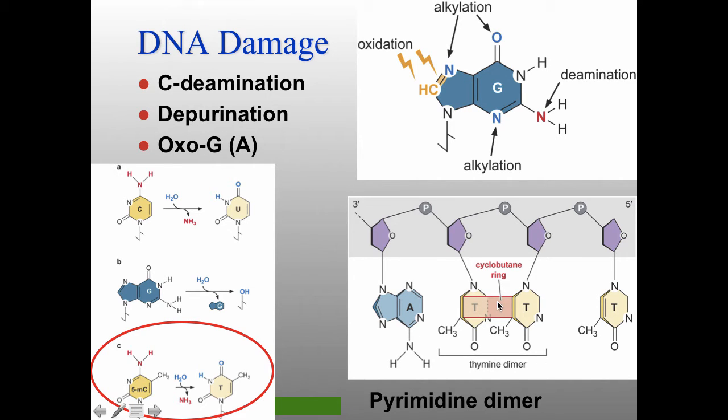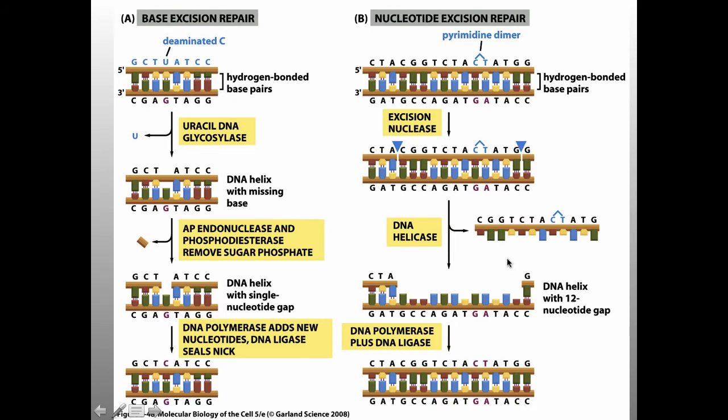So how does the cell deal with this kind of damage? Two different ways: base excision repair, nucleotide excision repair. Base excision repair is the very precise one, but it depends on having a very specific chemical change. So you have to have an enzyme which recognizes the particular change. So here, for instance, the uracil, which gets cut out by uracil DNA glycosylase.